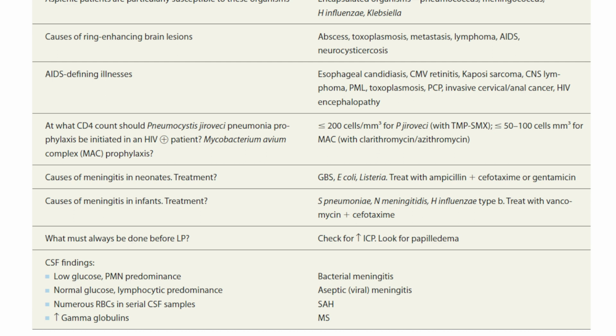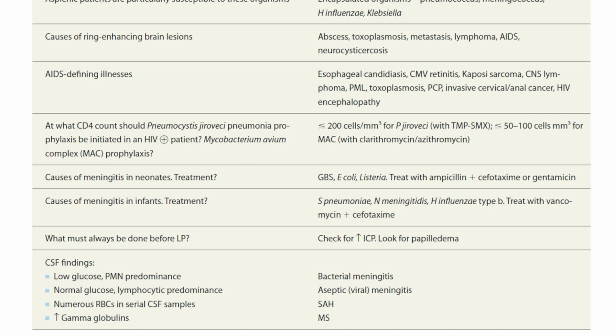And so we do it with trimethoprim-sulfamethoxazole. Prophylaxis for Mycobacterium avium complex, we start when the CD4 is less than 50, or in between 50 and 100, and we do it with clarithromycin and azithromycin. So remember, less than 200 with trimethoprim-sulfamethoxazole for Pneumocystis jirovecii, and from 51 to 100 for Mycobacterium avium.